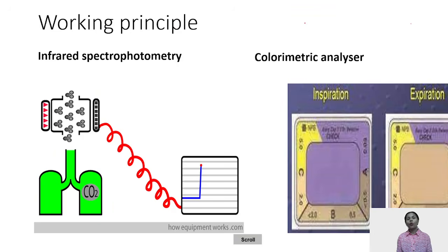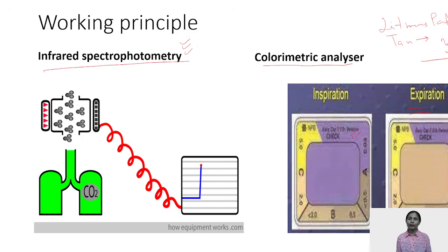Now, what is actually the working principle of capnography? When we talk about capnography, it has two types. One is the infrared spectrophotometry, which is the most commonly used. The other is the colorimetric analyzer. When we talk about the colorimetric analyzer, we have a litmus paper which is purple in color. And when expiration occurs and CO2 gets onto this litmus paper, the color changes from tan and eventually to yellow, depending upon the concentration of the carbon dioxide.